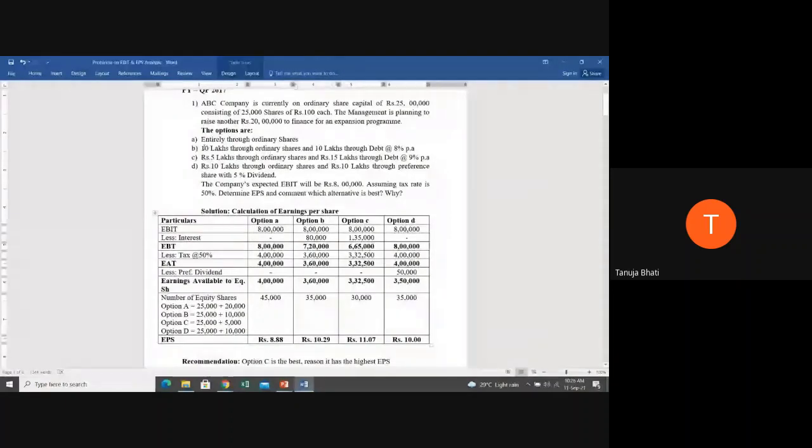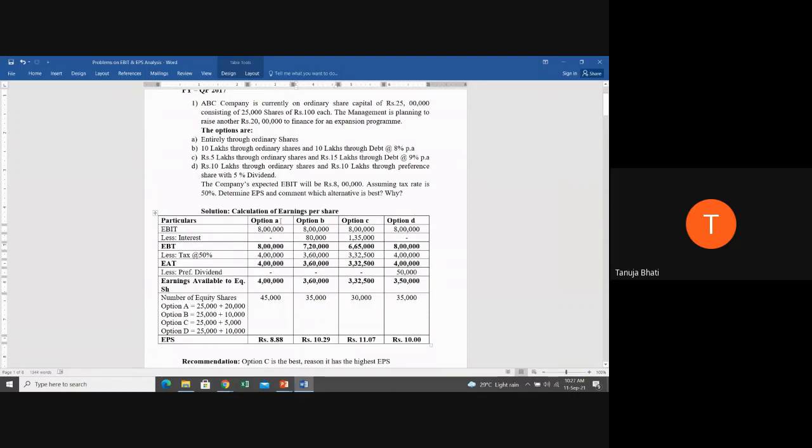Option B has 10 lakhs equity shares and 10 lakhs debentures. So we start with EBIT, which is 8 lakh, less interest. Now since your debentures are issued, obviously interest to the debenture holders has to be deducted. So it is 8% per annum on 10 lakhs, which is 80,000 rupees. So 8 lakh minus 80,000, you got 7 lakh 20. Less tax 50%. So 7 lakh 20 into 50%, you got 3 lakh 60. So earnings after tax is 3 lakh 60.